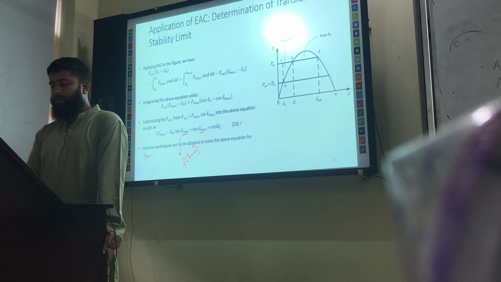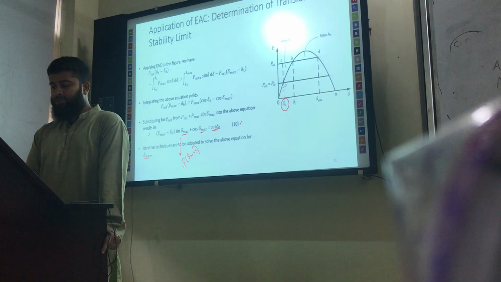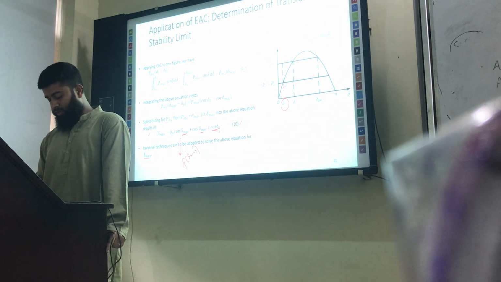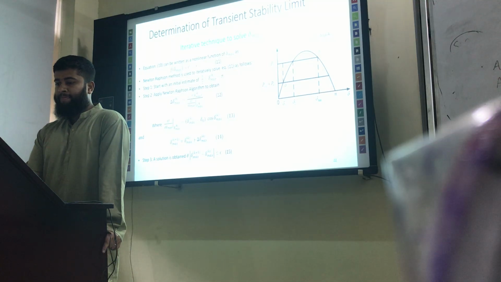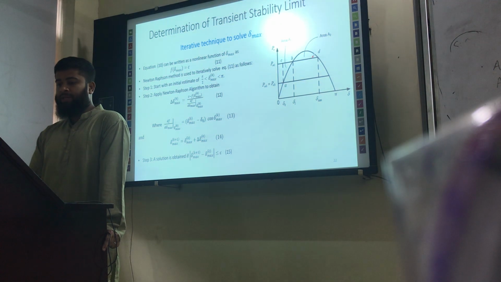Why constant? Because delta naught is the rotor angle at the initial operating point, this angle, right? So we should know this beforehand, or we can calculate it very easily. So this is a known quantity. That's why this cos delta naught will be a constant value, and that's why this can be termed as c. Now we have to apply the Newton-Raphson method.